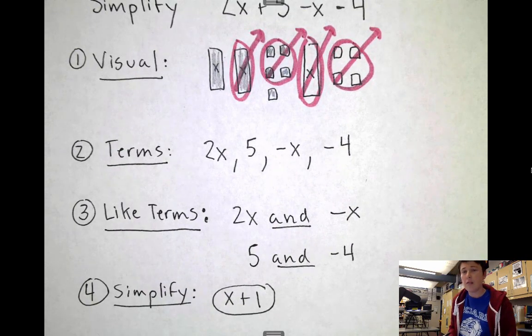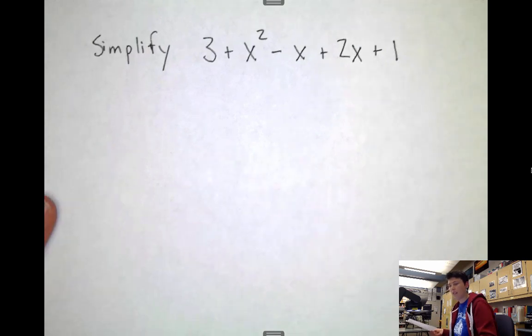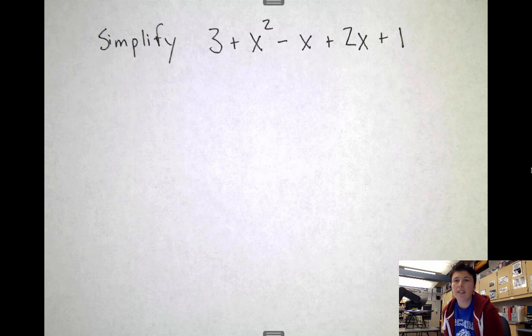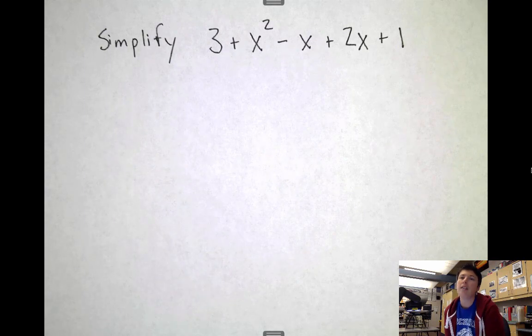So, okay, let's try another one here. New problem. This time, we're going to simplify this thing. 3 plus x squared minus x plus 2x plus 1. Go ahead and write that down. 3 plus x squared minus x plus 2x plus 1.